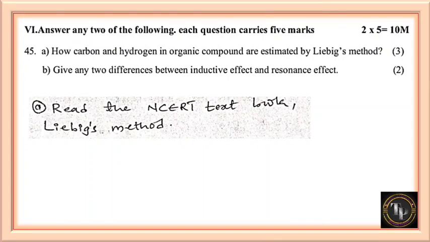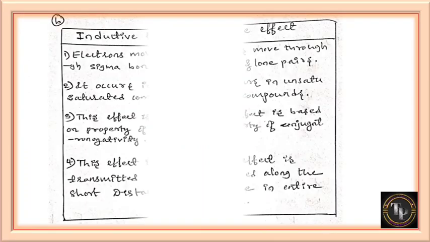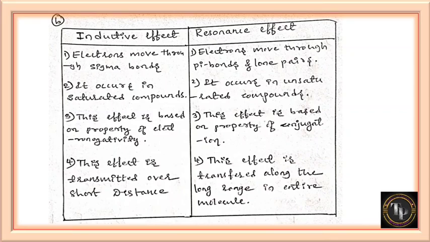Give any two differences between inductive effect and resonance effect. See the differences. Inductive effect: electron moves through sigma bond. Resonance effect: electron moves through pi bonds and lone pairs. Inductive effect occurs in saturated compounds, means single bonded compounds. Resonance effect usually occurs in unsaturated compounds, doubly bonded compounds. Inductive effect is based on the property of electronegativity. Resonance effect is based on the property of conjugation.